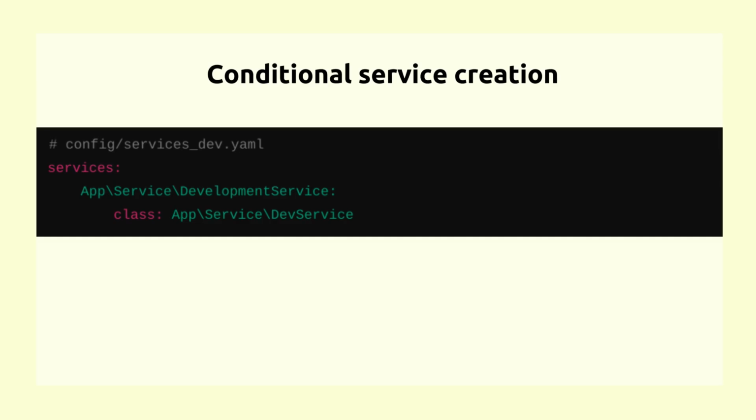Conditional service creation. Sometimes services need to be created only under specific conditions, such as depending on the environment, for example, dev or prod, or the presence of certain parameters. This is difficult to achieve solely with autowiring. The service will only be loaded in the dev environment.